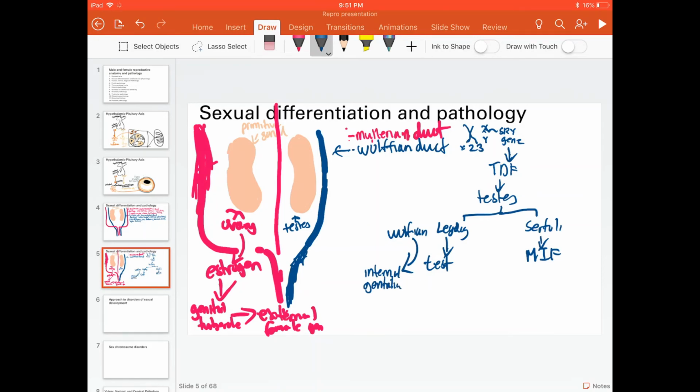The other thing that will happen is that the testosterone is going to be turned into dihydrotestosterone. That's DHT. And the enzyme that stimulates this conversion is called 5-alpha reductase. This is important because DHT is going to take your genital tubercle and it's going to cause development of the external male genitalia.